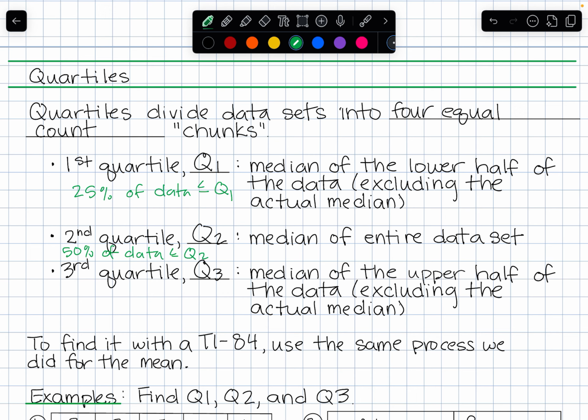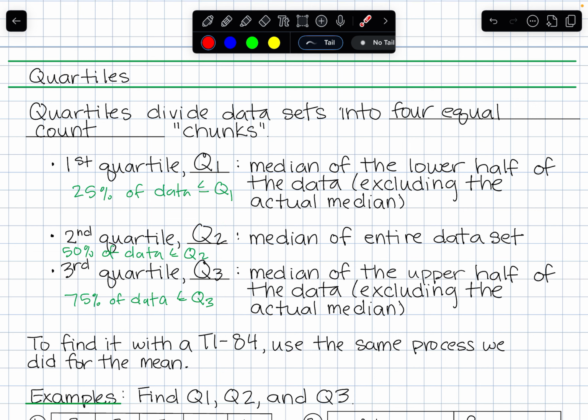The last divider, quartile 3, is the median of the upper half of the data, excluding the actual median. 75% of our data should be less than or equal to the third quartile. This separates the lower 75 from the upper 25. We can find it manually by finding the second quartile first, cutting our list in half, and then by finding the median of the lower half and upper half.